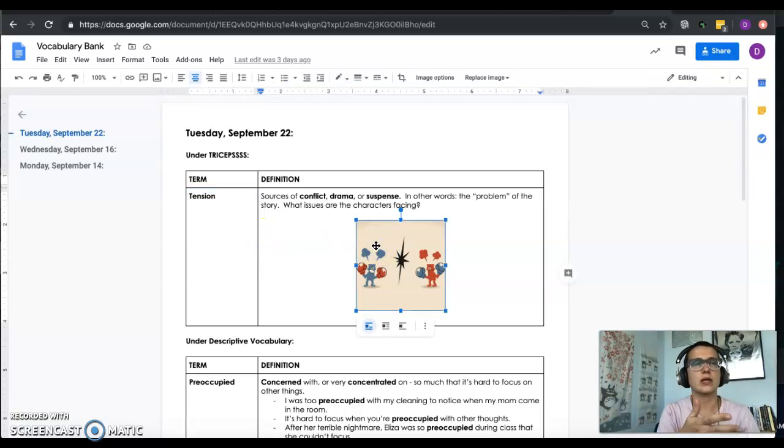So for example, in The Lion King, something that causes tension is Simba's fight with his uncle Scar. That is causing tension. Another thing causing tension in The Lion King is Simba fighting with himself. Can he really be king, right? You're going to be looking at what causes tension in your story, okay?